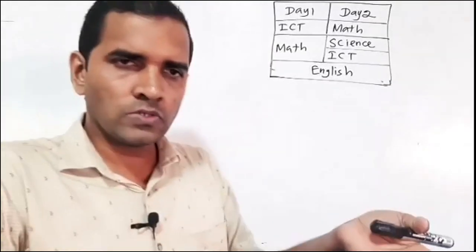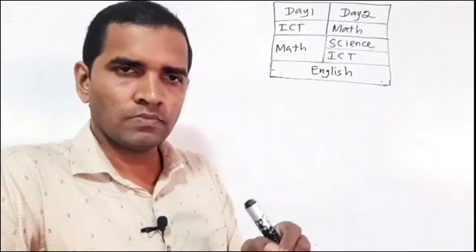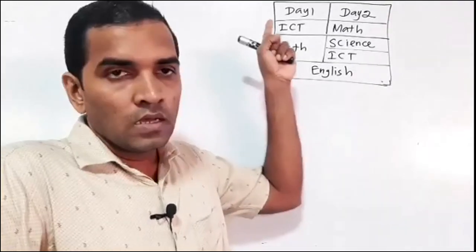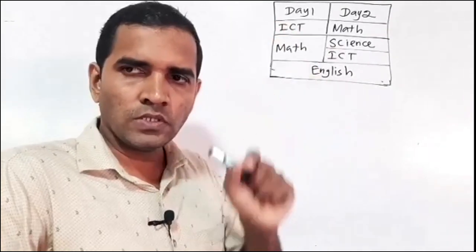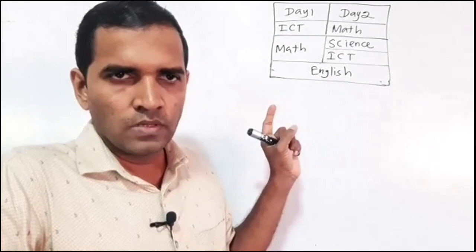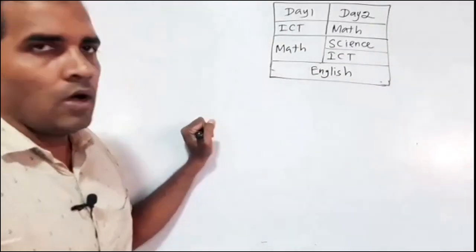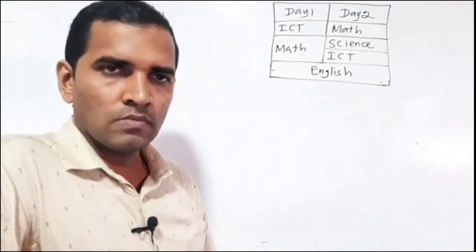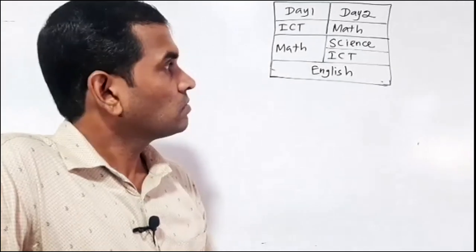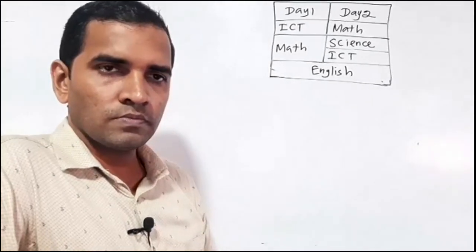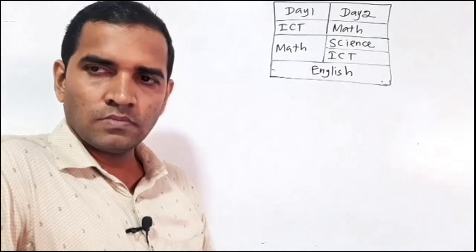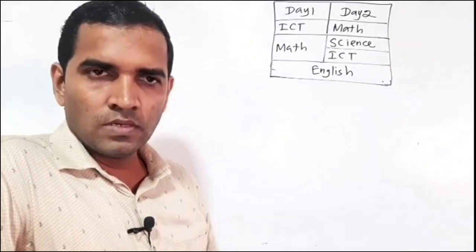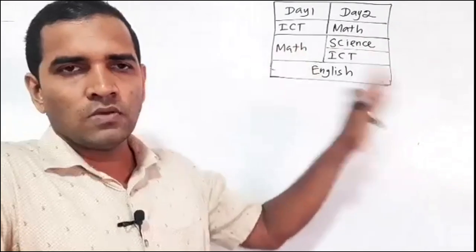If you have 4 rows, definitely you have to use 4 tr tags. So knowing the number of rows is very important for creating the table. Tell me, how many rows are there in this table? How many rows can you find? 4. How many rows? 5. 5 or 4? Check both sides.